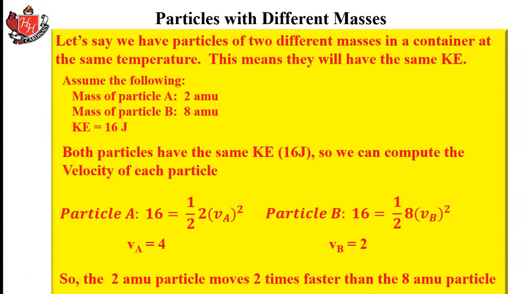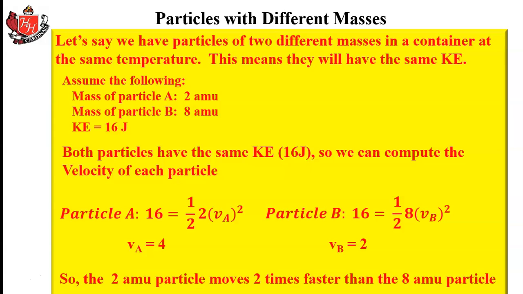So what we can then do is compute the velocity of each particle. Simply plugging the numbers into the formula KE equals 1/2 mv squared, for particle A, you'd have 16 equals 1/2 times 2, the mass, times the velocity of A squared. If you solve for A, you get a velocity of 4. Now for particle B, kinetic energy is 16 equals 1/2 times the mass, 8, times the velocity of B squared. If you solve for B, you get a velocity of 2.